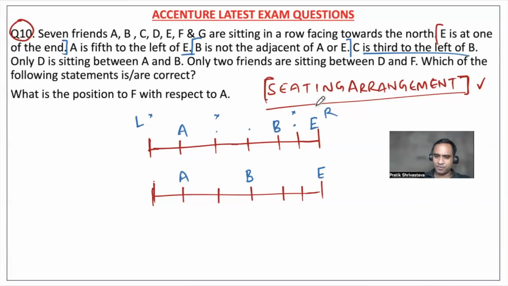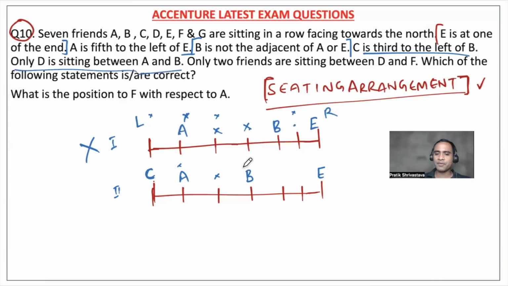C is third to the left of B. So in this diagram, you will see C is third left: first left, second left, third left. Arre bhai, third left already somebody is sitting. So this particular diagram one is wrong. So C is third left, that means first left, second left, and third left. C will come here. Fine.